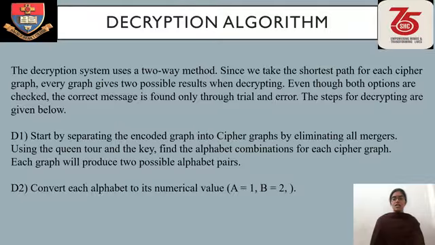The first step is to start by separating the encoded graph into the cipher graphs by eliminating all message merges. Using the queen tool and the key, find the alphabet combinations for each cipher graph. Each graph will provide two possible alphabet pairs. Then the next step is to convert each alphabet to its numeral. For example, A is 1 and B is 2 and so on.